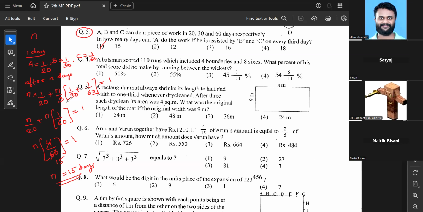Sir, in the third last step, you solved the brackets 1 by 30 plus 1 by 60 to get 1 by 60? Okay, sir. So what did I do? 1 by 30 plus 1 by 60. Then I multiplied 3 with the denominator. I got 1 by 20 over here by doing LCM. Then I multiplied it by 3. That's how I got 1 by 60. Okay, sir.